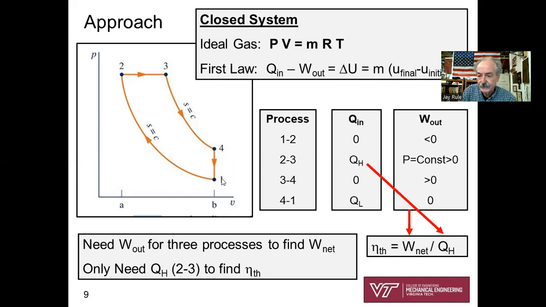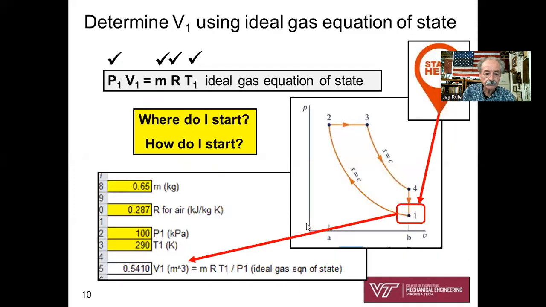Once we've done that analysis, we're going to take some shortcuts. We're not even going to bother to analyze process 4 to 1. We will have enough information to determine the thermal efficiency: W net, we'll add all these numbers up, divided by Q H. We're going to pick out Q from 2 to 3. Okay, so there we go. That's the approach. We're going to go through and do all the numbers so that you can see how to work through every single number on this diesel air standard cycle analysis.